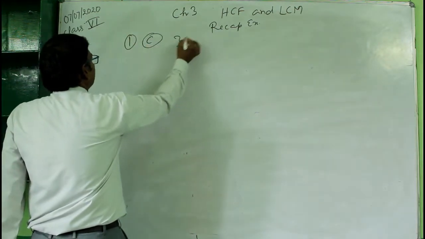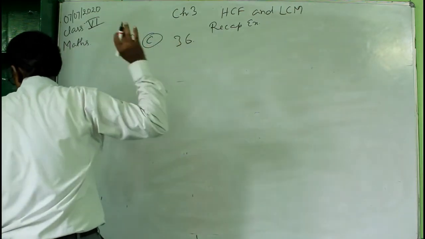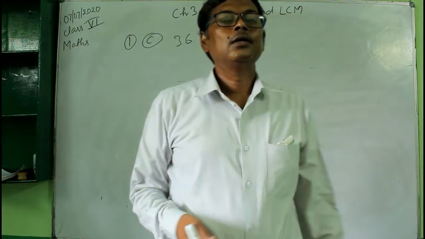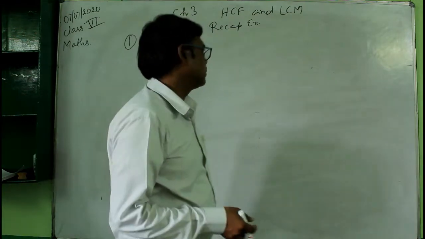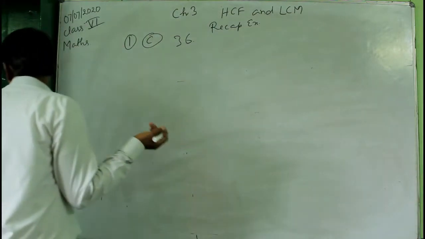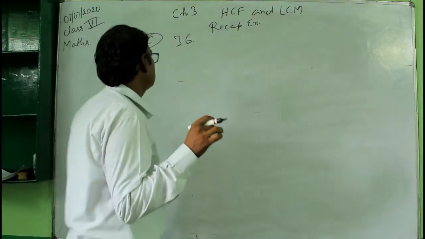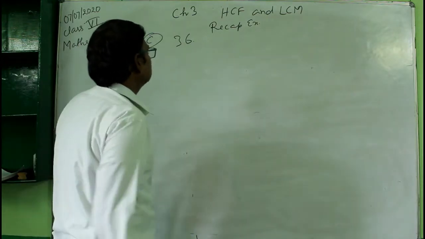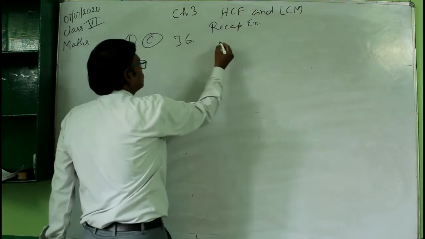In this you have the number 36. The question is: write the factors of the following. Okay, we have to write the factors of this number 36. You have more numbers here, but I am going to do only 36. You will do the other questions yourself. So we have to find the factors of 36. How will you find them?